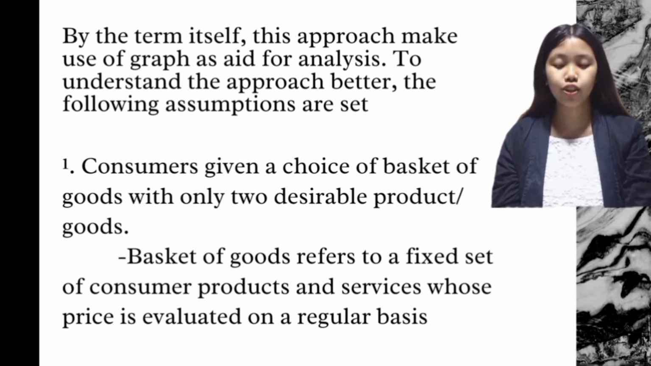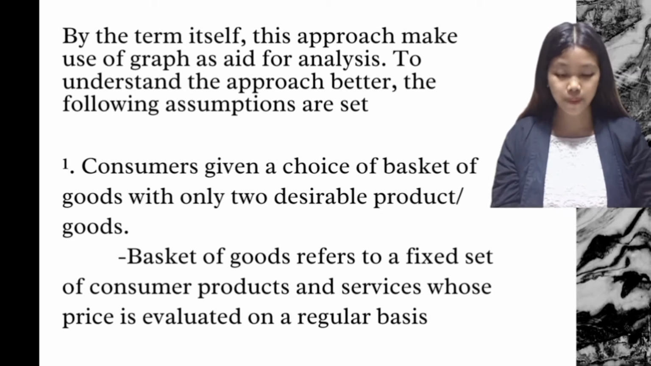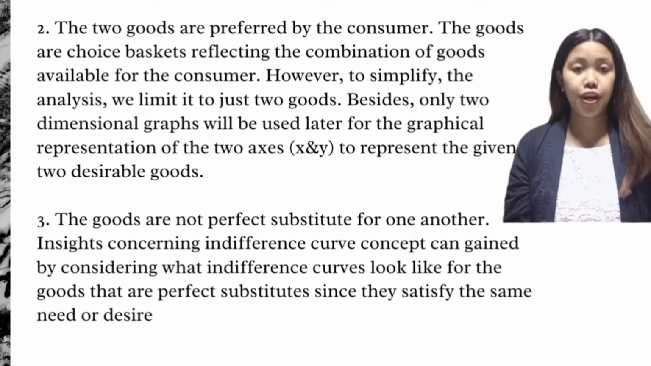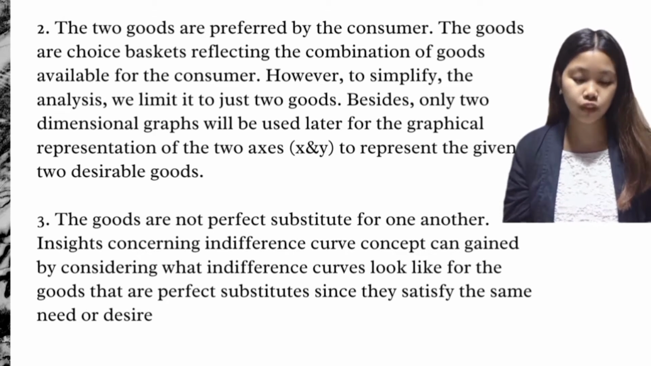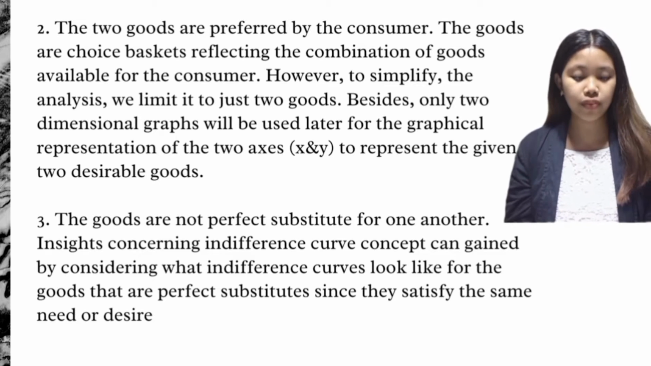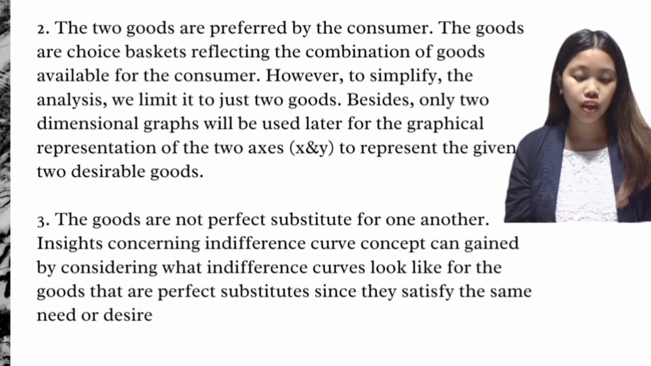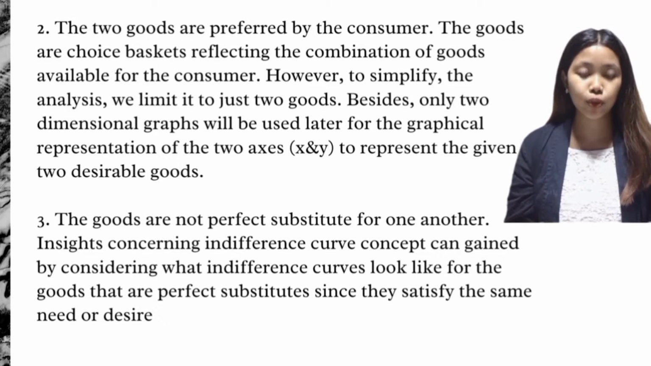First, consumers are given a choice of a basket of goods with only 2 desirable products or goods. A basket of goods refers to a fixed set of consumer products and services whose price is evaluated on a regular basis. Next, the 2 goods are preferred by the consumer. The basket reflects the combination of goods available for the consumer. However, to simplify the analysis, we limit it to just 2 goods. Besides, only 2-dimensional graphs will be used later for the graphical presentation, with the 2 axes, x and y, representing the given 2 desirable goods.